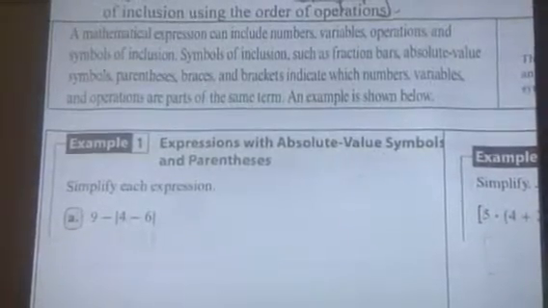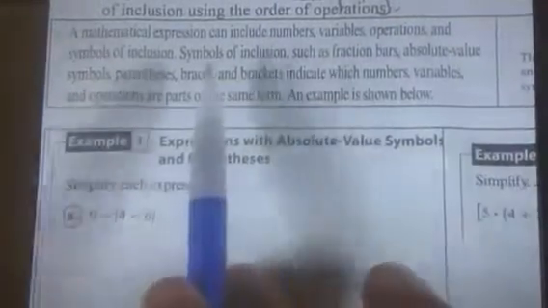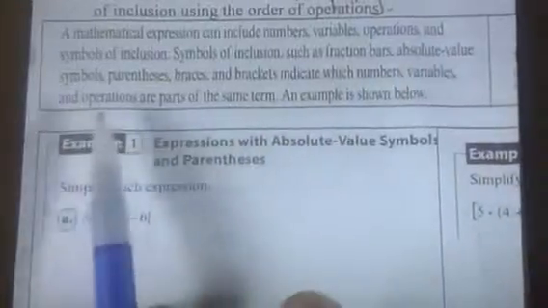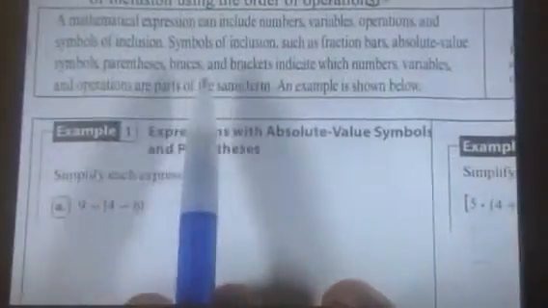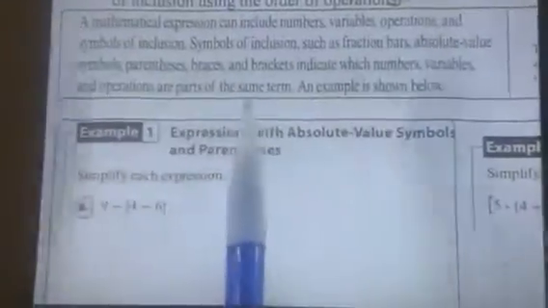To start off, the first thing you need to know are symbols of inclusion, such as fraction bars, absolute value symbols, parentheses, braces, and brackets. They indicate when numbers and variables are part of the same term. So something like this. Okay? All of this whole thing is the same term.